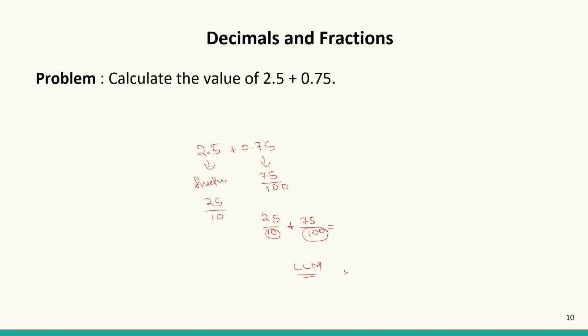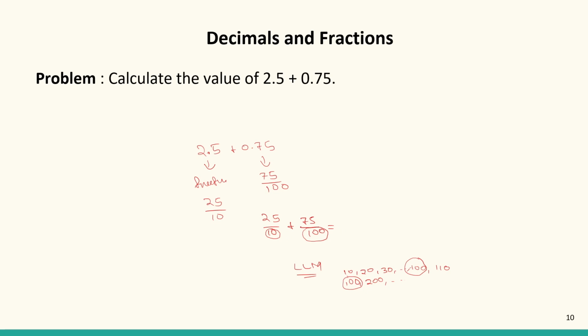Let's find the multiples first. For 10: 10, 20, 30 and so on, up to 40, 50, 60, 70, 80, 90, and then 100, 110, and so on. Finding the common ones, we can see that 100 is common in both multiple series, and the lowest common multiple is nothing but 100. So the LCM of 10 and 100 is 100.